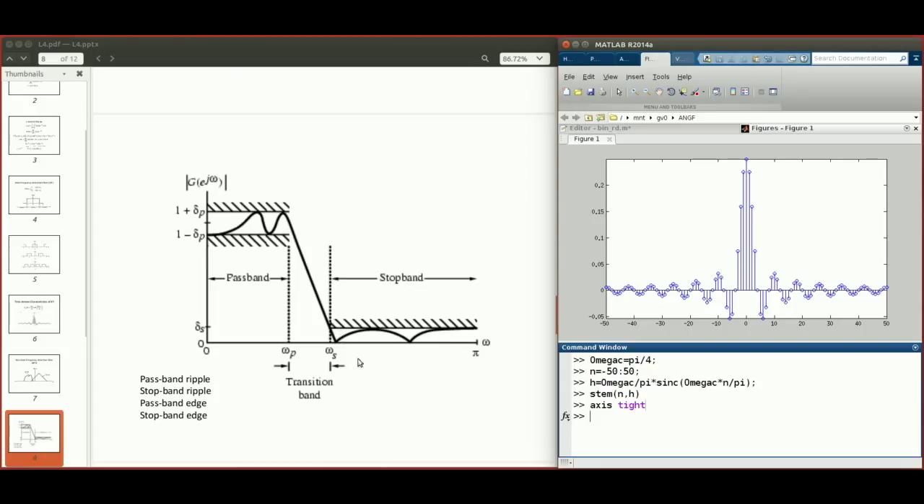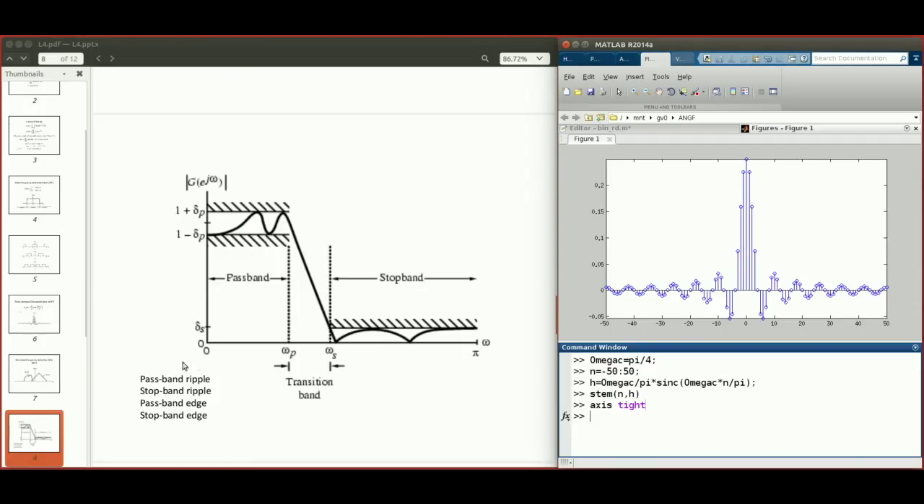And then in the stop band, it's not exactly 0 either. In the passband, it's not exactly 1, and in the stop band, it's not exactly 0, but it also oscillates. This oscillation is called stop band ripple, and it has a representation called delta S, which is the maximum amplitude of this stop-band ripple.